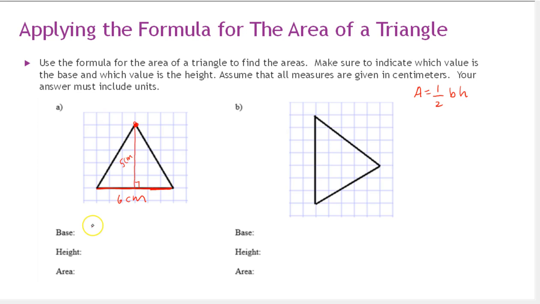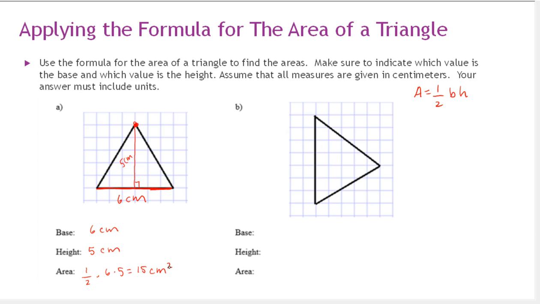So I have a base of 6 centimeters, a height of 5 centimeters, and my area is 1/2 the base times the height. You can do this on your calculator or by hand. 1/2 times 6, well, half of 6 is 3. 3 times 5 is 15. And I have 15 square centimeters. Let's look at the next one.